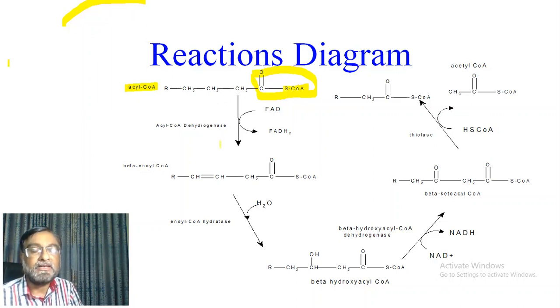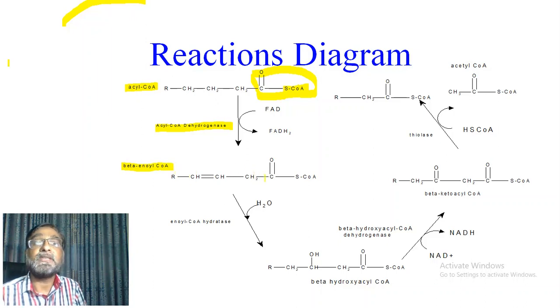There are several enzymes. Basically, four steps are involved in this beta oxidation process. There are four reactions, and each reaction is catalyzed by an enzyme. The first reaction starts with the acyl CoA, and the acyl CoA dehydrogenase enzyme works on this one to form beta enoyl CoA. And you know that dehydrogenase belongs to the class of oxidoreductase. So the first product that is generated is beta enoyl CoA.